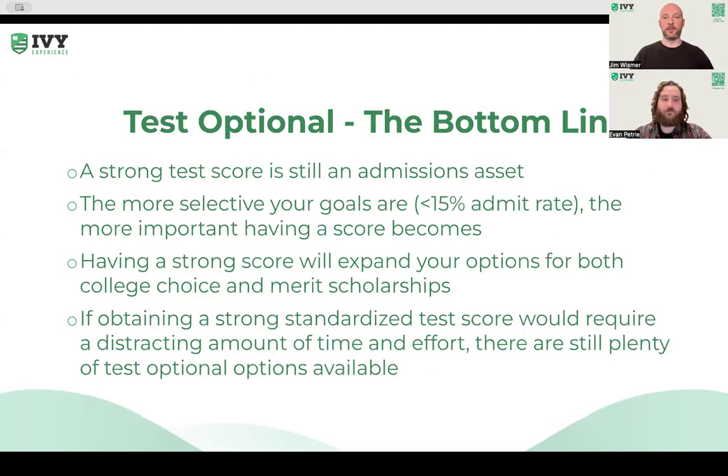Now, the bottom line for students is that a strong test score is still an admissions asset. Having that strong score is going to give you more options for colleges that will admit you, because you'll have access to test required colleges and colleges that strongly prefer test scores, and also merit scholarships, because there are many colleges that require scores for merit scholarships. In fact, Pepperdine, which on the previous slide I described as very test optional, has a best merit scholarship that is actually test scores required. So even at a test optional school, there may be merit scholarships where you need a test score.